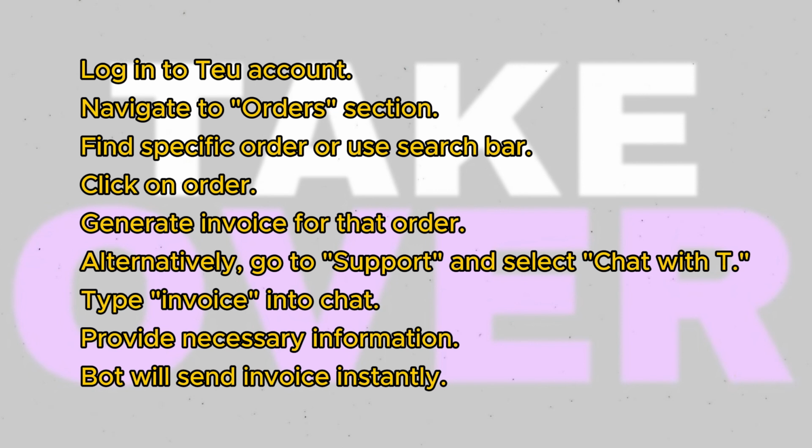At the top right corner, you'll see the support option. Click on it and select Chat with T. This will take you to the support center where you can chat with a bot. Simply type invoice into the chat and follow the prompts to provide the necessary information such as the order ID, invoice number, or product name. The bot will then instantly send you the invoice.